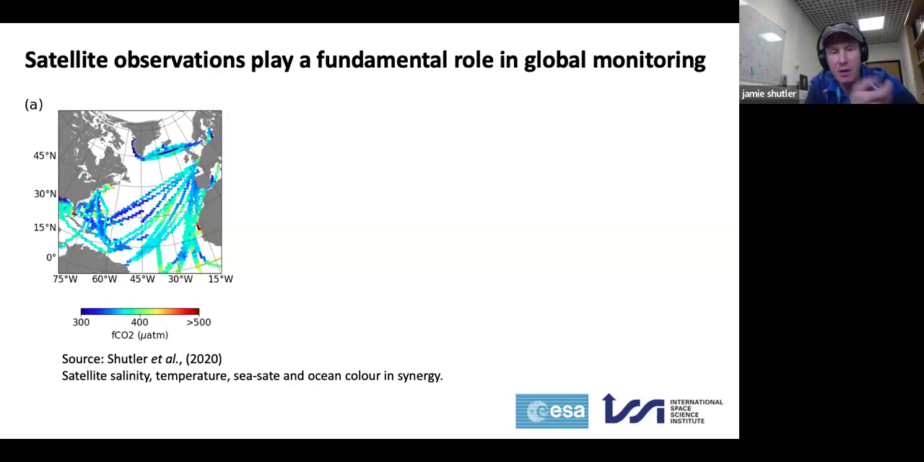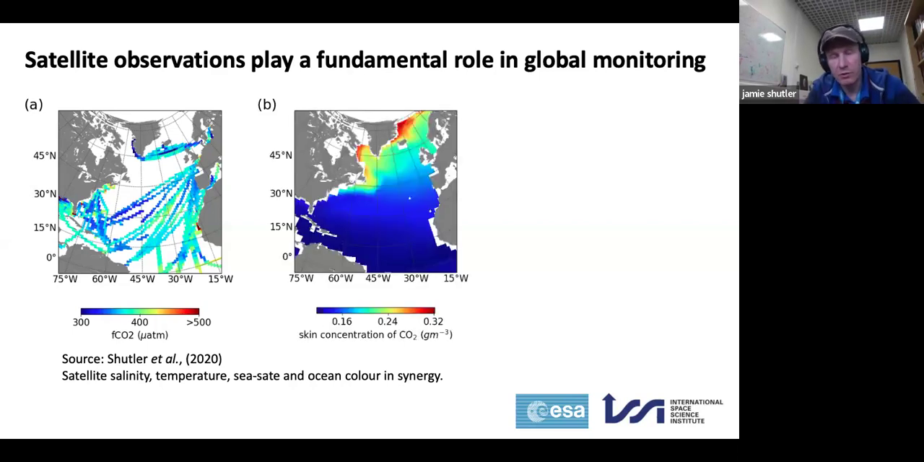And the exploitation of satellite observations for doing this has become fairly routine now. And they rely heavily on in situ data. On the left here are example cruise tracks of collecting in situ gaseous amounts of carbon dioxide within the water, so the partial pressure of CO2, and these are data across the Atlantic.